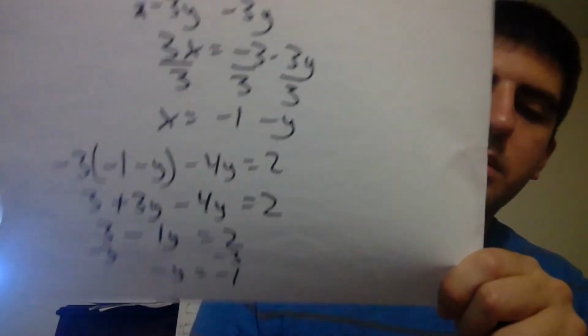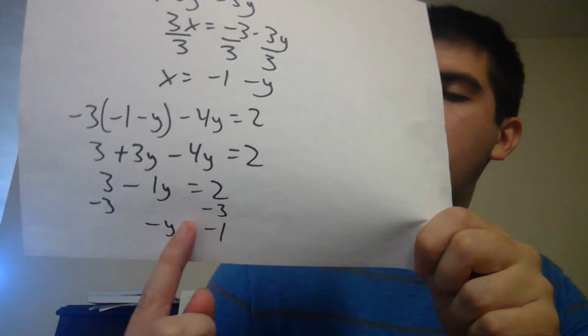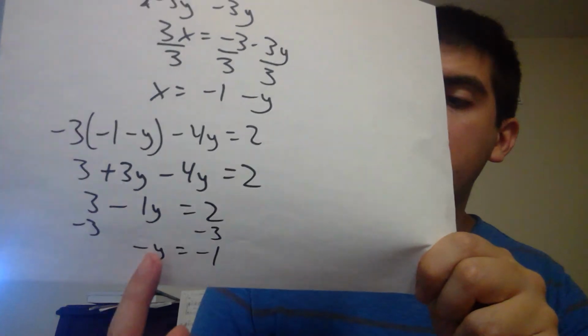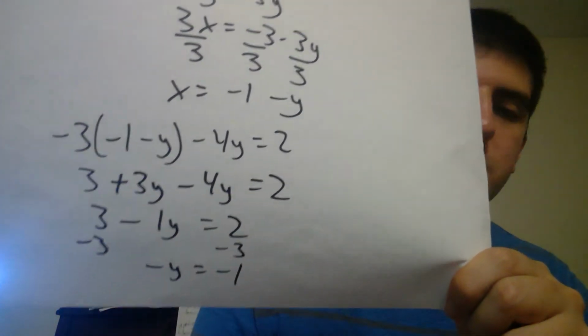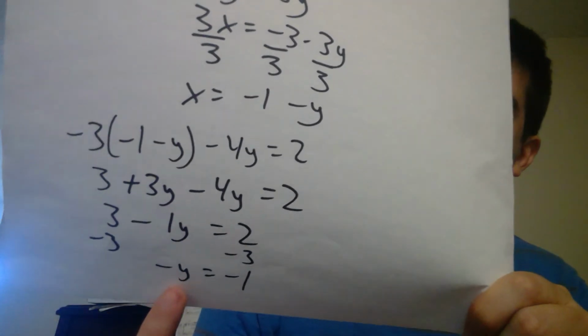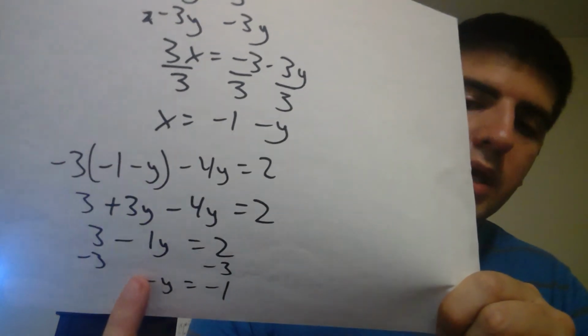2 minus 3 is negative 1. And pretty clearly here, guys, negative y equals negative 1. Well, y has to be 1 because negative 1 would equal negative 1. If you want to divide both sides by negative 1, that's fine. But hopefully at this point you can just recognize that y has to be 1 because negative 1 would equal negative 1.